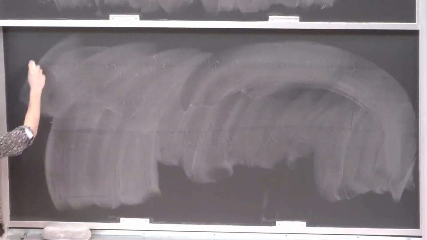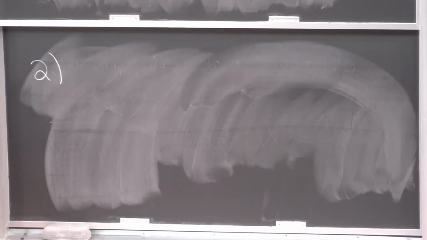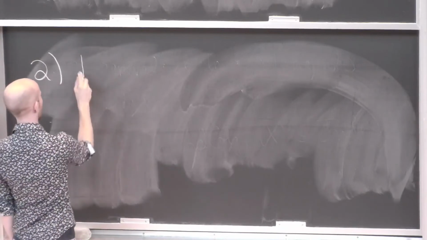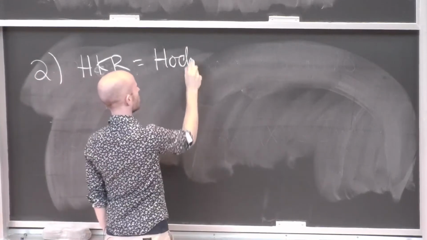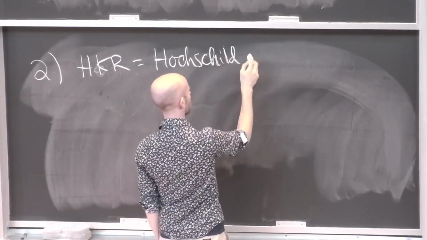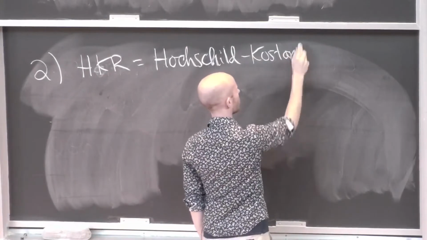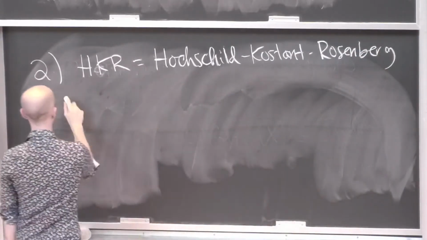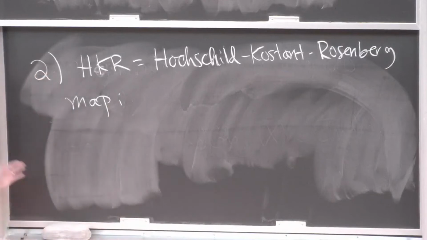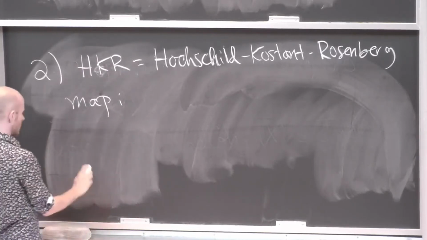OK, so that was recollection 1. Recollection 2 is what's called the HKR, the Hochschild-Kostant-Rosenberg map. This is going to be a certain map from something to something else. It's implicit in the HKR theorem that such a map exists, and I don't need this whole HKR theorem in order to do what I want to do. So I'm just going to stick to the existence of a certain map.